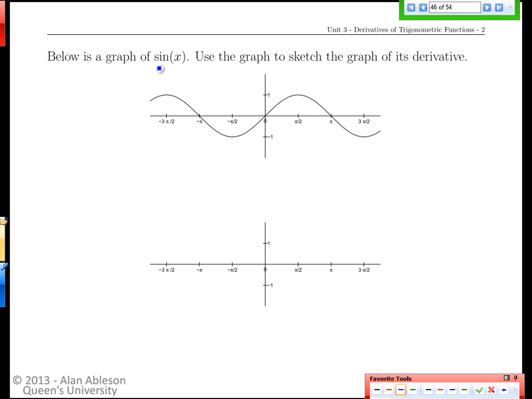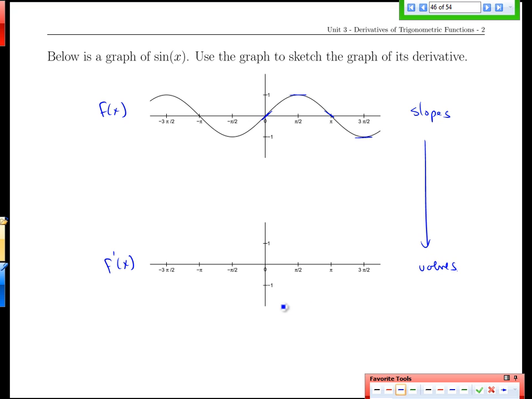For example, here's the graph of sine of x. Notice it starts at 0 and then increases, and it has a period of 2 pi. All right, let's consider that to be our function, and then we're going to try to sketch the derivative of that function here down in the second graph. And so what we remember is that we have to ground our sketch of the derivatives by looking at the slopes on this graph and turning the slopes into values on this graph down here.